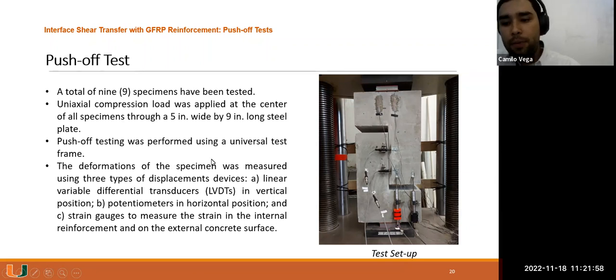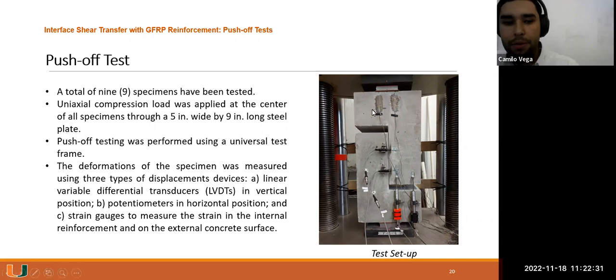The deformation of the specimen was measured using three different types of displacement devices. We use LVDTs in vertical position in order to measure the relative displacement, or slip, between the two L's, or the two blocks of the specimens. We also use potentiometers in horizontal position to see the crack width and the corresponding lateral separation of the two L parts of the specimens.